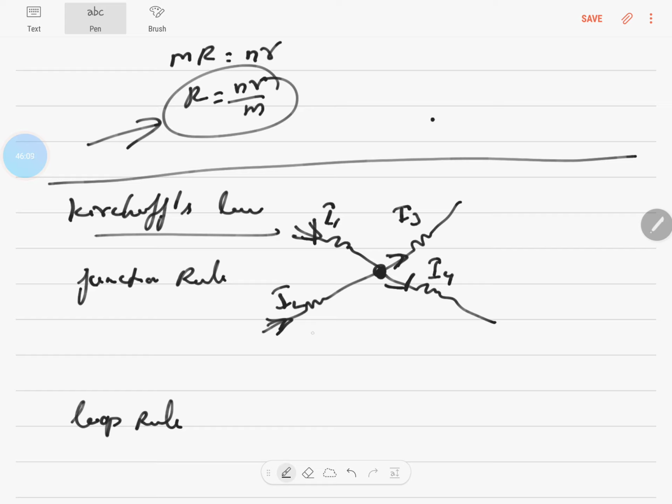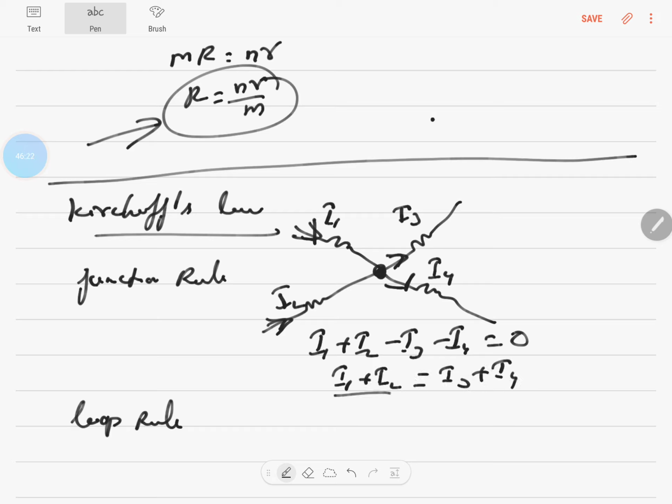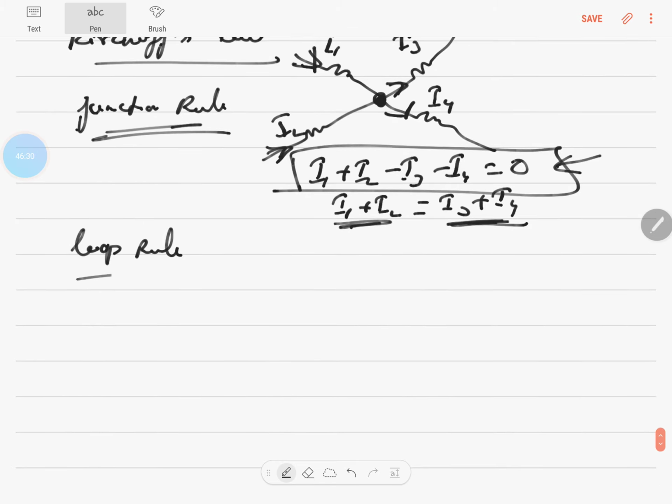That is, the sum of the current flowing towards the junction, I1 plus I2 positive, away from the junction minus I3 minus I4, is equal to 0. So, I1 plus I2 is equal to I3 plus I4. That is, current flowing towards the junction is equal to current flowing away from the junction, or the net current flowing into any junction is always equal to 0. That's the junction rule. What is a loop rule?